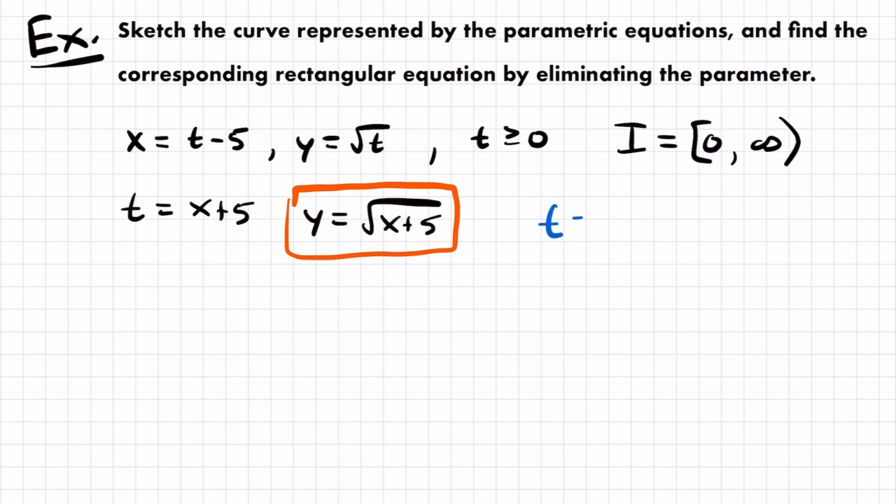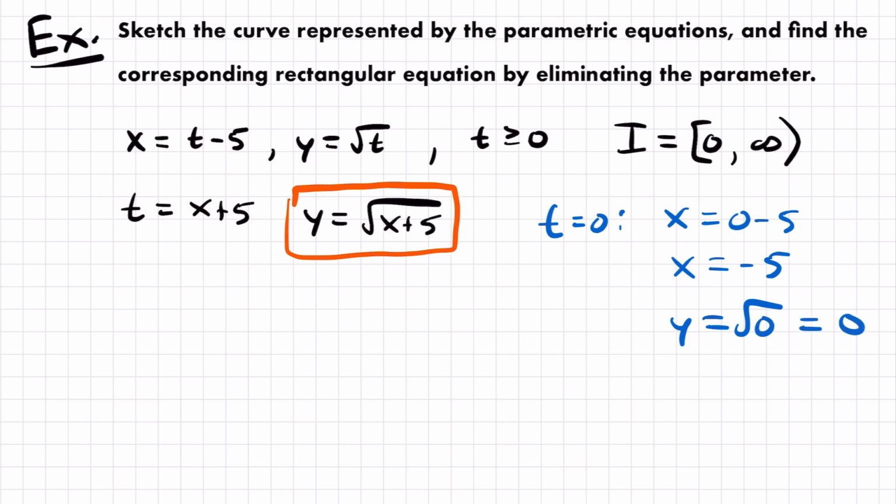When t equals 0, we're going to plug 0 in for t in both of these parametric equations. X will be equal to 0 minus 5, and so x is equal to negative 5, and y will be equal to the square root of 0, which is just equal to 0. So our initial point is just going to be negative 5 comma 0. All right, the x-coordinate and then the y-coordinate.